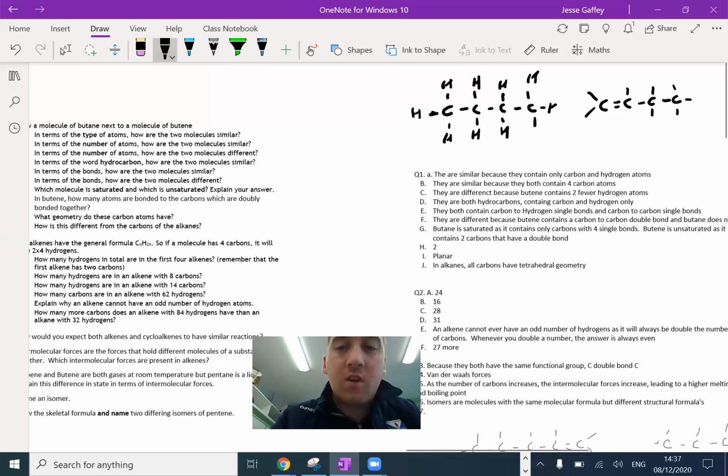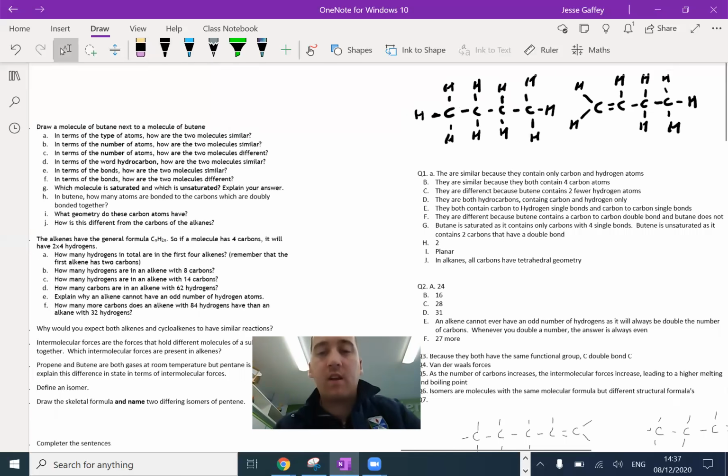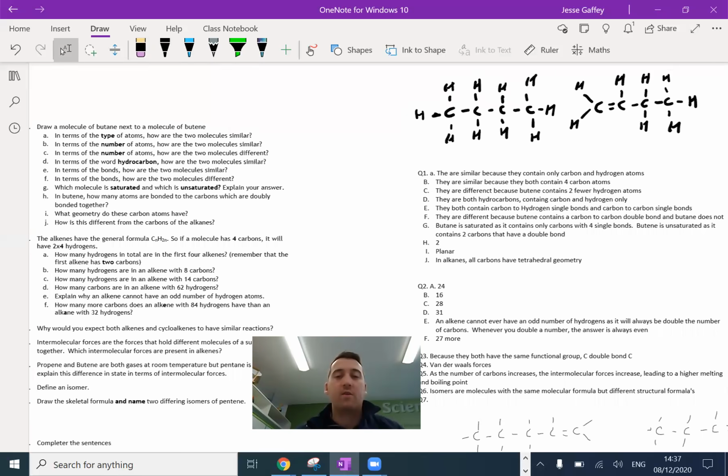And you should always draw them in the exam. I'm just being lazy here. Okay, in terms of the number of atoms... I think you can pause that and correct them yourself. I think question 1 is pretty straightforward there, I'm hoping. Okay, question 2.